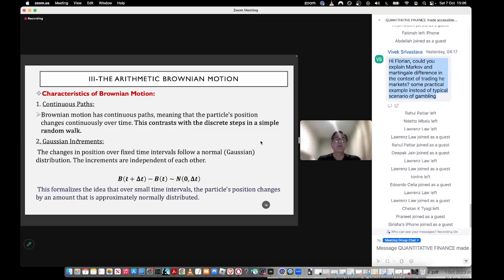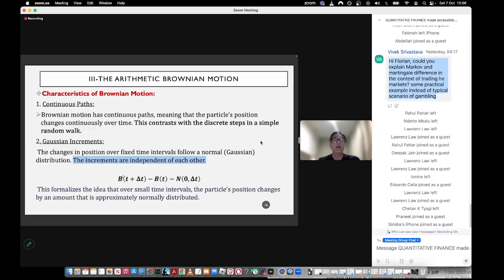The Gaussian increments, what does an increment mean here? In fact, it's the difference between the two positions, considering two time steps. Okay, so it's Gaussian, like the Gauss curve. And what does it mean? It means that the increments are independent of each other. It's really important to remember that they are independent of each other.